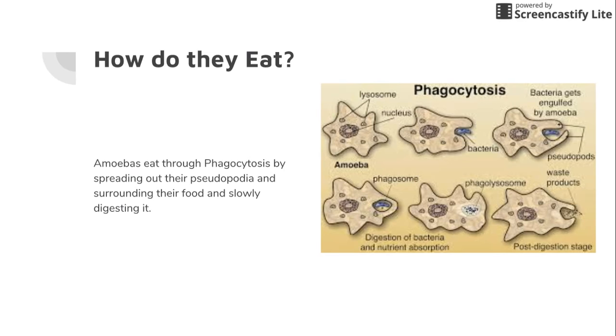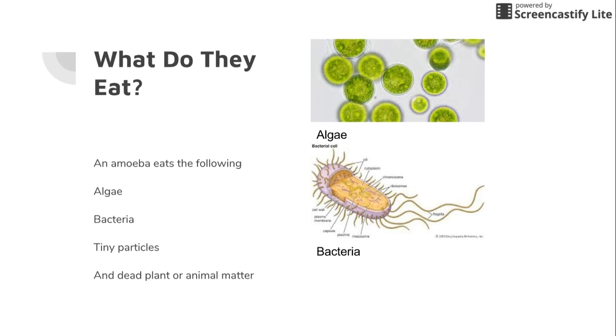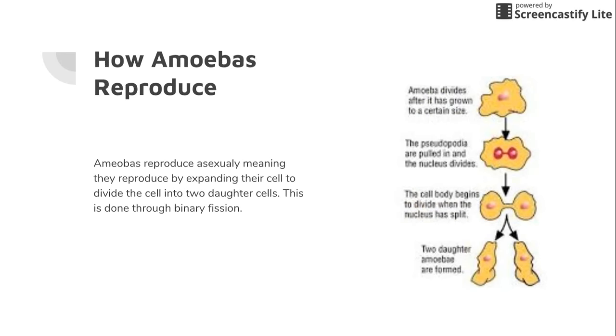How do they eat? Amoebas eat through phagocytosis, by spreading out their pseudopods and surrounding the food and slowly digesting it. What do they eat? Amoebas eat algae, bacteria, tiny particles, and dead plant and animal matter.